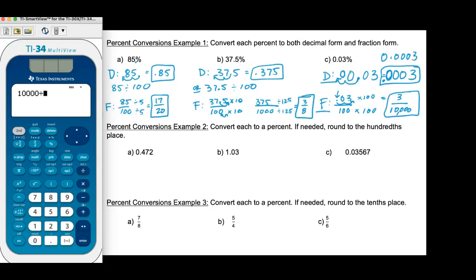And you're going to divide it by 3 just to see. 3 doesn't go into that number. So the only number that goes into 3 is 3, and it can't go into 10,000, so you know you're done and you can't reduce it any further.